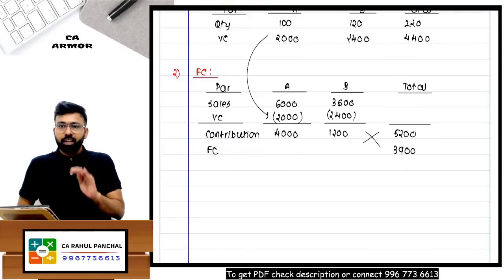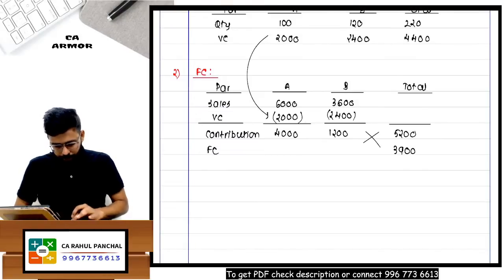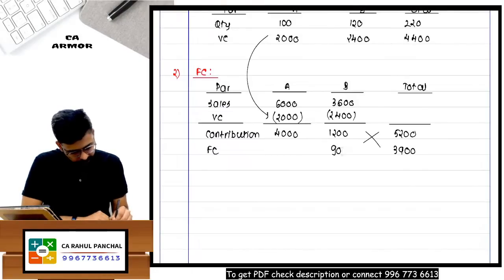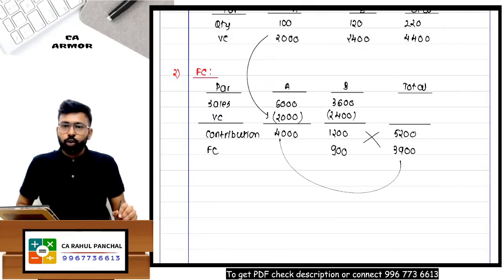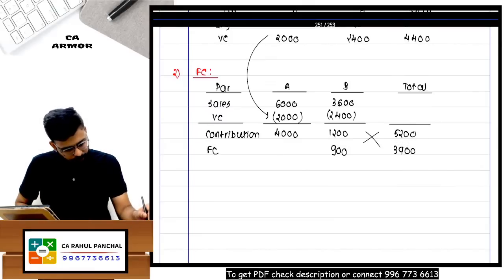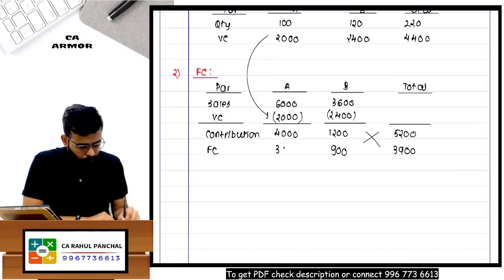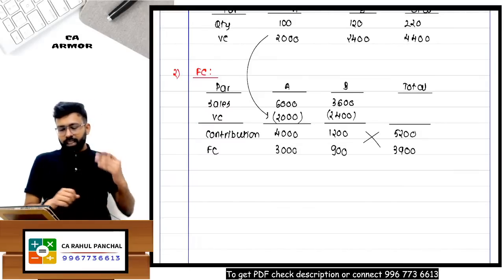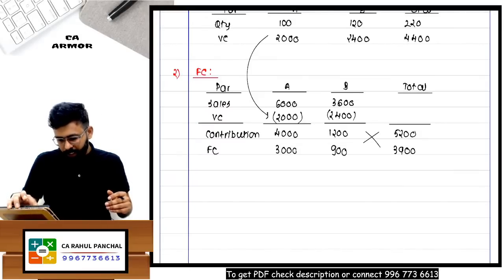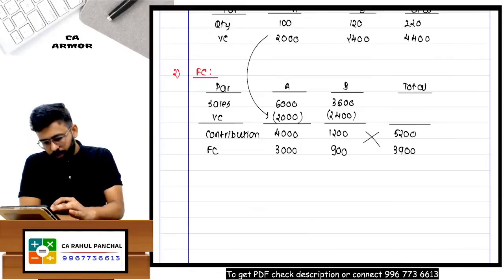Sir, 3900 into 1200 divided by 5200, that is 900. Then 3900 into 4000 divided by 5200, cross multiplication. That is something that we know from the foundation. Sir, this is going to be 3000. Perfect. This is your answer, where I will say that is how the cost will be divided.